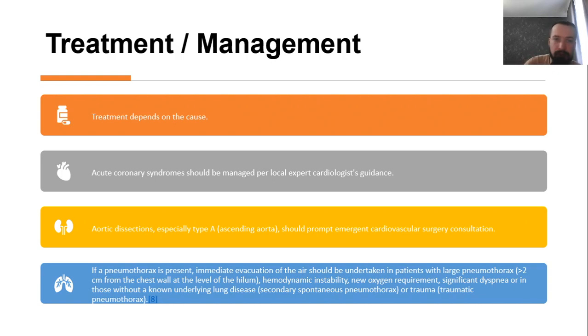Acute coronary syndromes should be managed per local expert cardiologist guidance. Aortic dissections, especially type A, ascending aorta, should prompt emergent cardiovascular surgery consultation. If a pneumothorax is present, immediate evacuation of the air should be undertaken in patients with a large pneumothorax, more than 2 cm from the chest wall at the level of the hilum, hemodynamic instability, new oxygen requirement, significant dyspnea, or in those without a known underlying lung disease, secondary spontaneous pneumothorax, or traumatic pneumothorax.